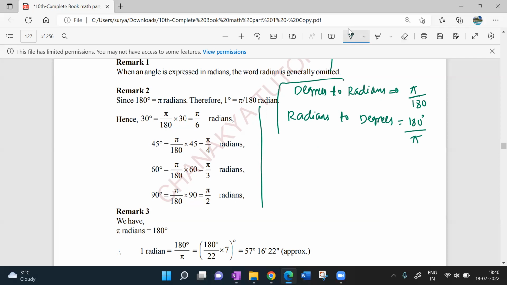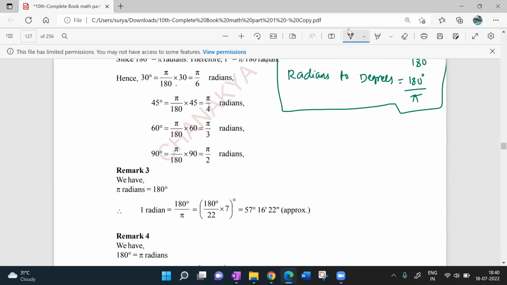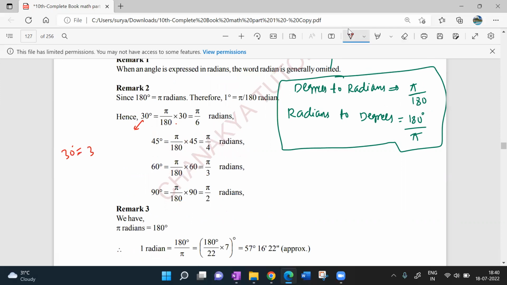Any doubts? Okay. So 30 degrees is what now? Degrees I'm giving you, and I'm asking you to convert into radians. With what number do I have to multiply? Pi by 180. Look at it here: 0 and 0 get cancelled, 3 ones are 3, and 3 sixes are 18, so 30 degrees is equal to pi by 6 radians.